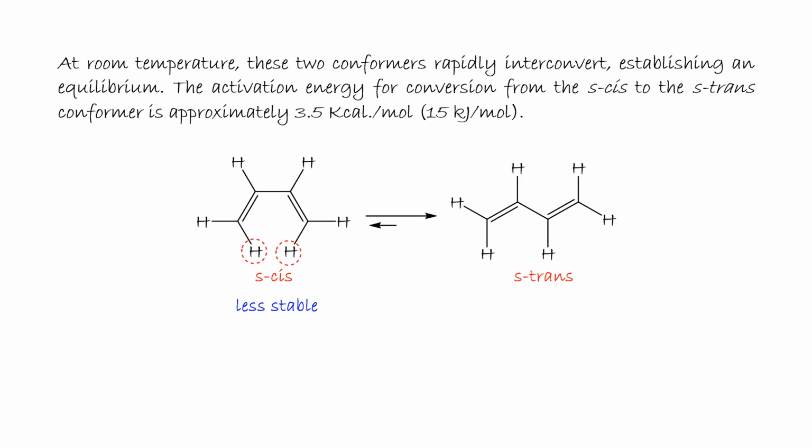Of course, the trans is more stable because in the cis, which is less stable, we have a steric effect. So at room temperature, these two conformers rapidly convert to one another, moving more toward the trans, which is more stable, and establishing equilibrium. The activation energy of conversion from s-cis to s-trans is about 3.5 kilocalorie per mole, 15 kilojoule per mole.